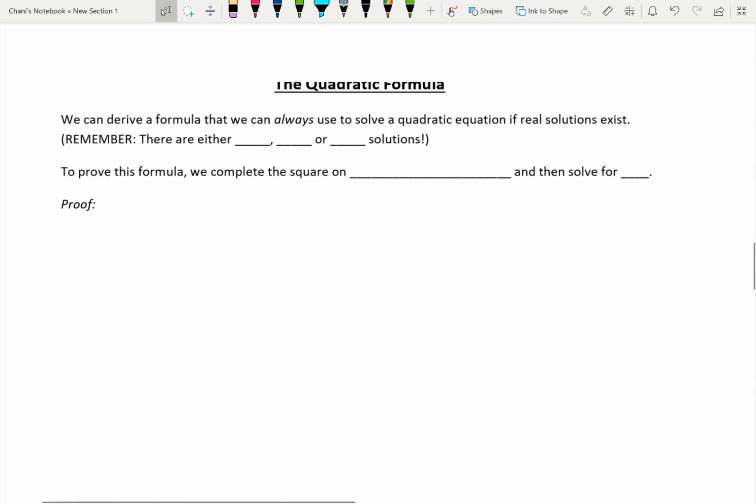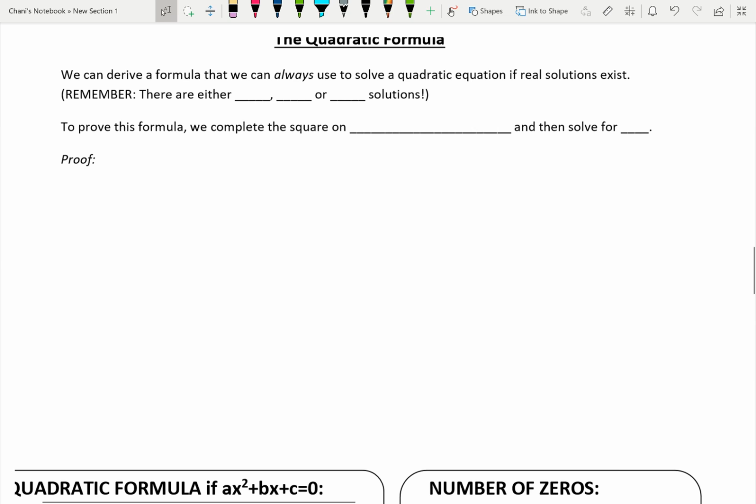Now, from this process, we can derive a formula that we can always use to solve a quadratic equation as long as real solutions exist. So remember, there are either 0, 1, or 2 solutions to a quadratic equation. To prove this formula, we complete the square on y equals ax squared plus bx plus c, and we solve for x.